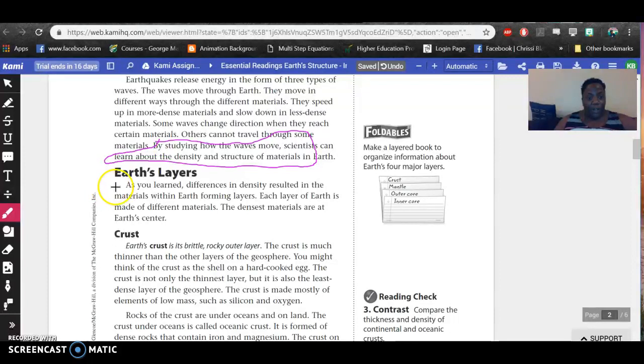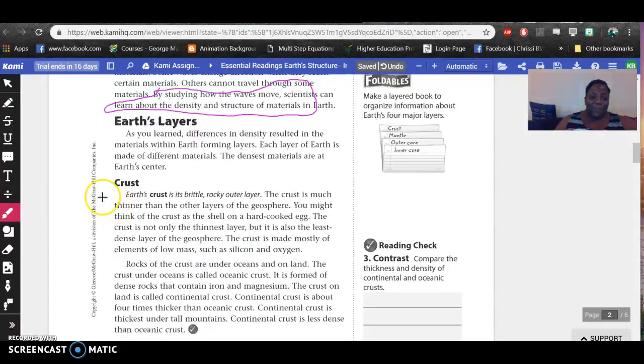All right. Earth's layers. As you learn, difference in density results in the materials within Earth forming layers. Each layer of Earth is made of different materials. The densest materials are at Earth's center. So here we're talking about the layers, and again, we did this in class, looking at the different layers using a cupcake. We know the layers are the crust, the mantle, and core.